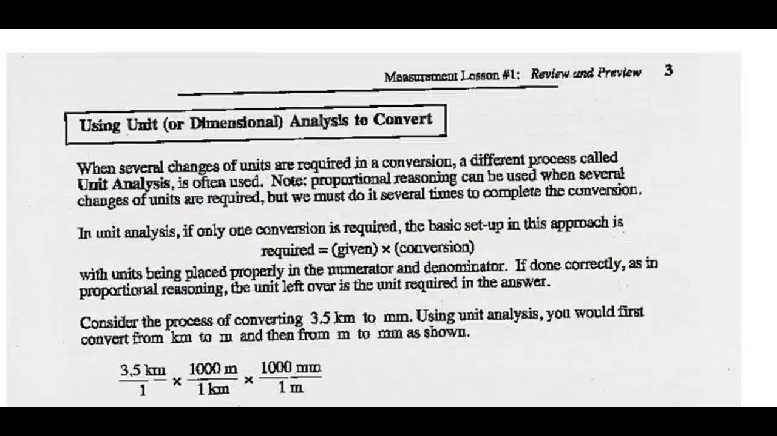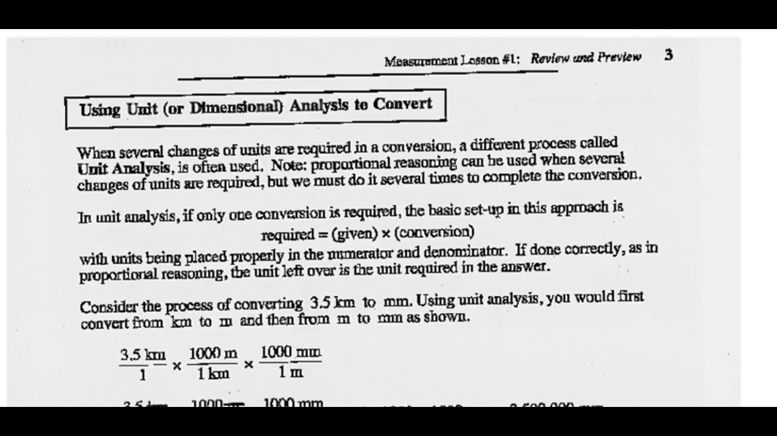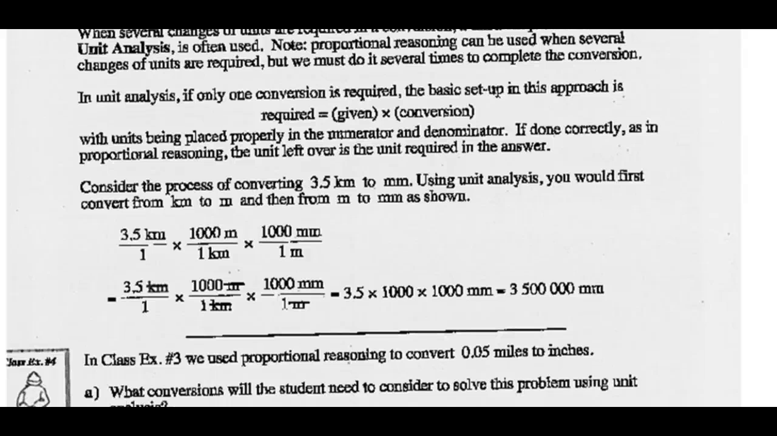All right. Using unit or dimensional analysis to convert, when several changes of unit are required in a conversion, a different process called unit analysis is often used. Now, proportional reasoning can be used when several changes of units are required, but we must do it several times to complete the conversion. So just like we did last time, we had to do 2 different proportions to get there.